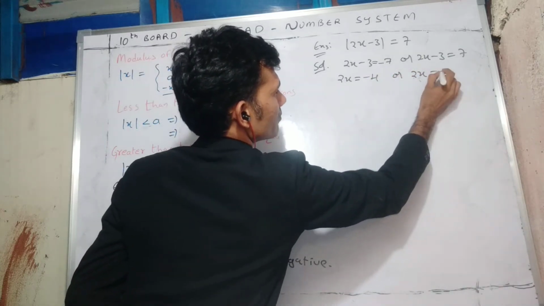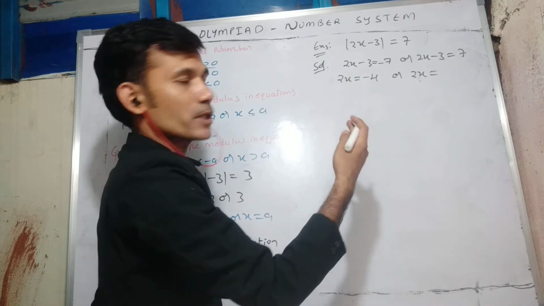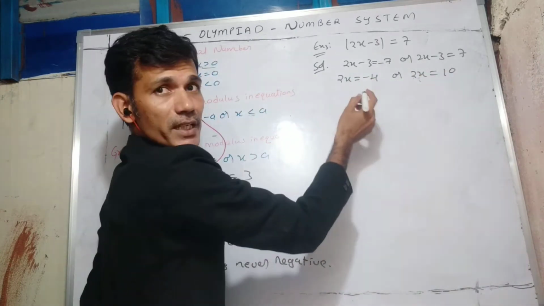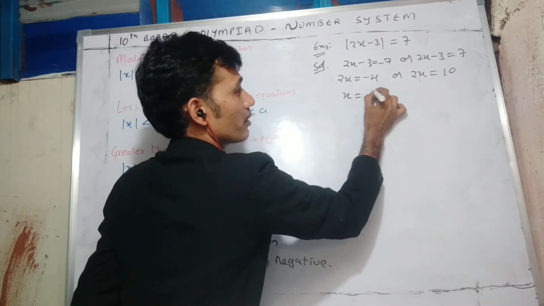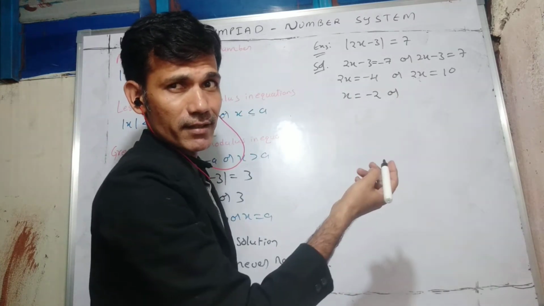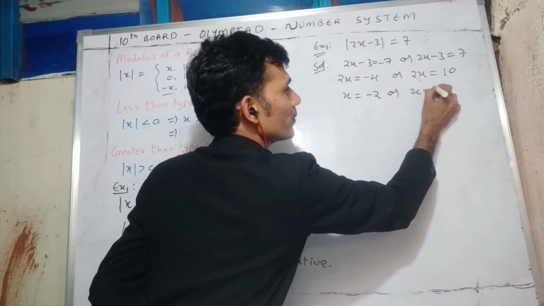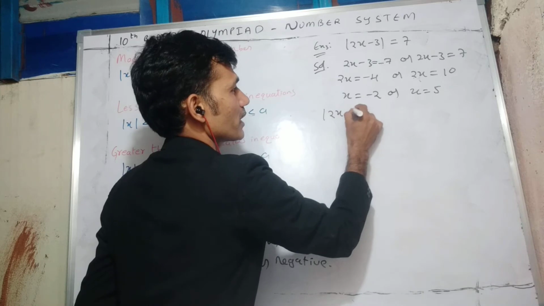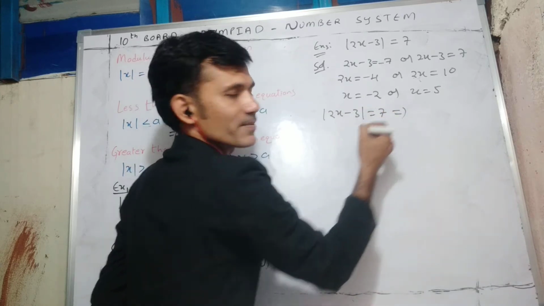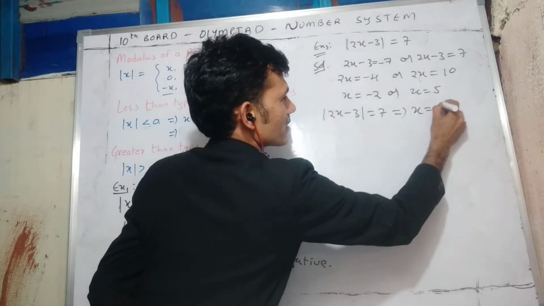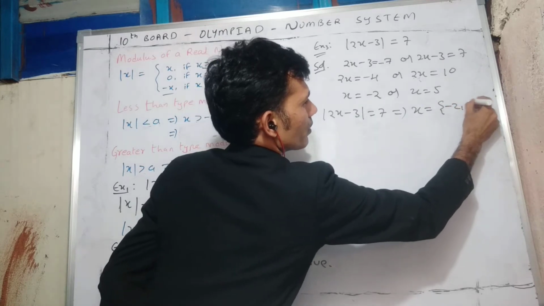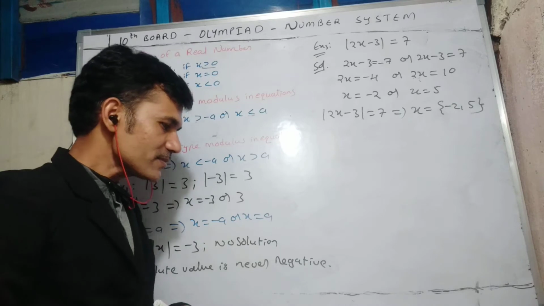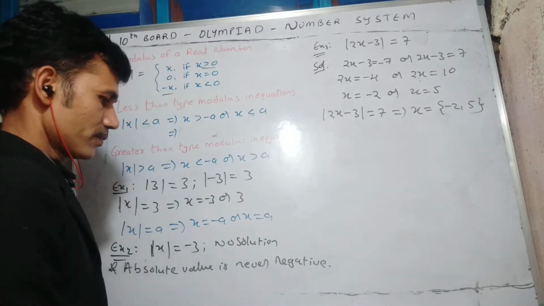Here also same, minus 3 you are transposing that side. 7 plus 3, 10 you will get. Here twice x is minus 4, then x is minus 2. Twice x is 10, then x is 5. So the solution for modulus of 2x minus 3 equal to 7 is x is minus 2 or 5. This is the solution. Okay. Next we'll come to inequations.